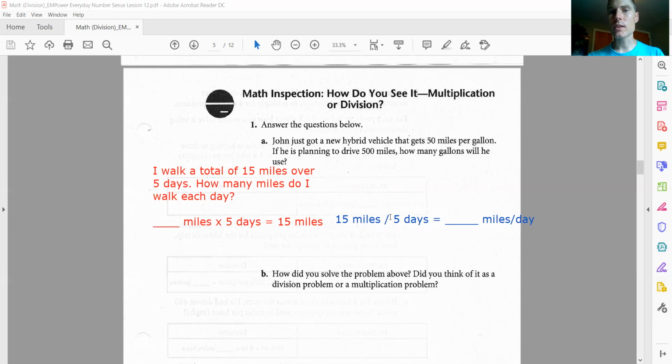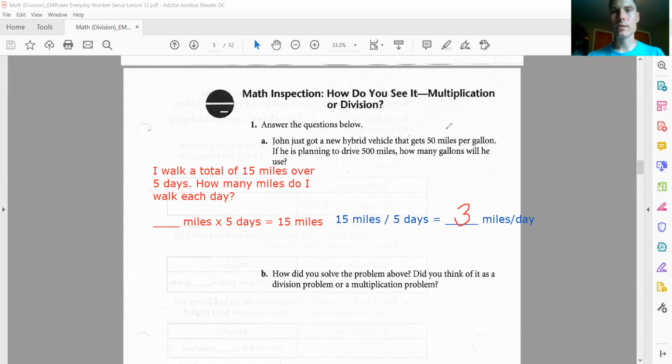Well, 15 divided by 5. That's really the math, isn't it? Some of you probably already thought of this in your head, or maybe you even said it out loud. 15 divided by 5 is 3. So the answer here is 3 miles per day.